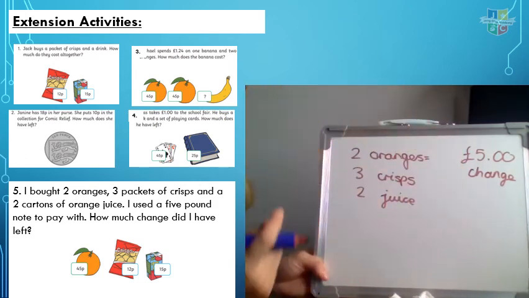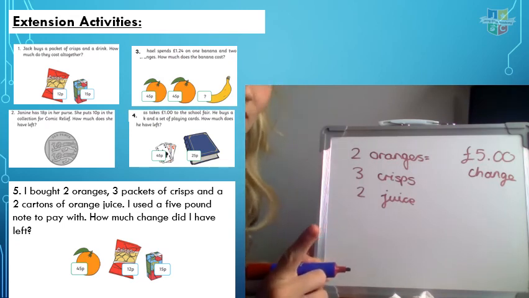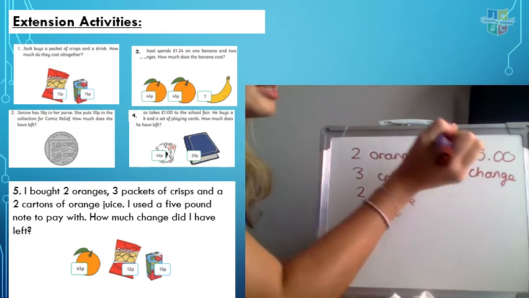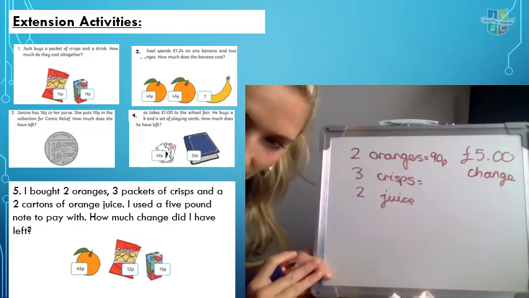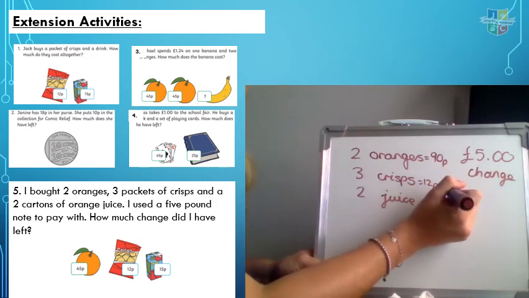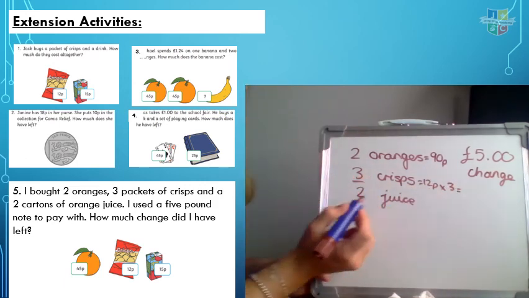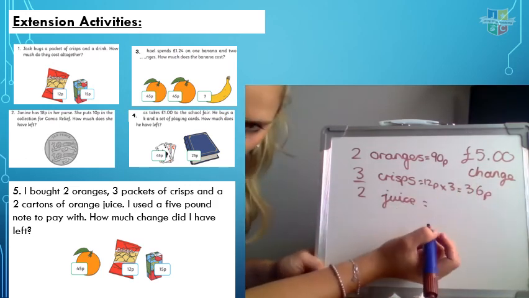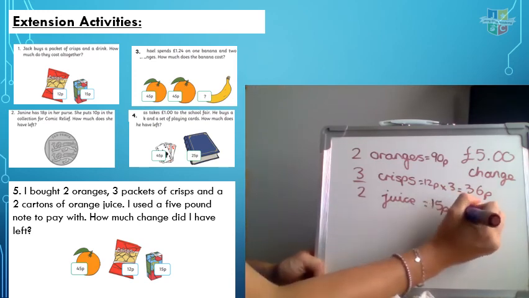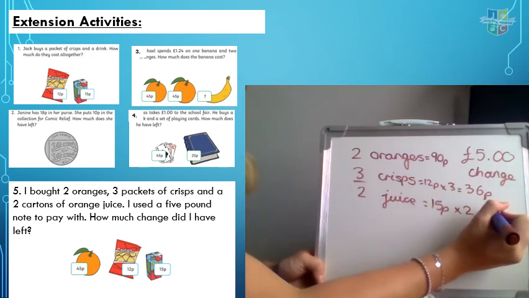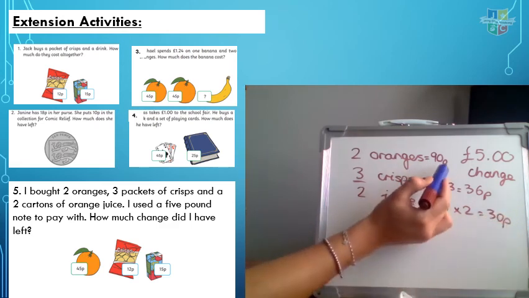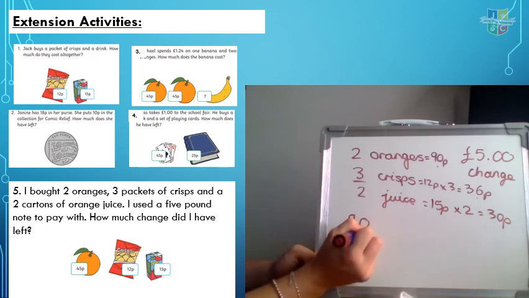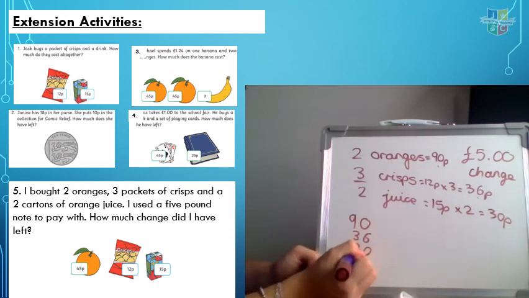So if I've got 2 oranges, now 1 orange costs 45 pence. So if I do 45 times 2, or 45 and 45, I know that my 2 oranges are going to cost 90 pence. My crisps, I know a packet of crisps equals 12 pence, but I need to times it by 3 because I want 3 packets. So I would get 36 pence. And my juice is worth 15 pence, and I want 2 cartons, so it's going to be 30 pence. So now I know that I've got 90 pence, 36 pence and 30 pence. So I'm going to now add these up together to see how much money I'm going to spend.